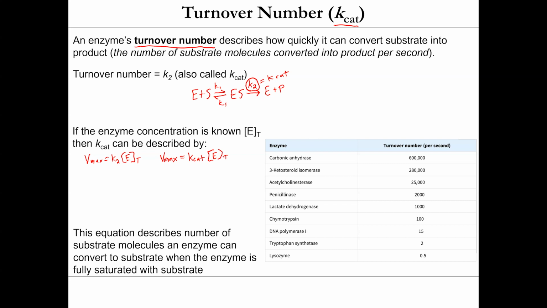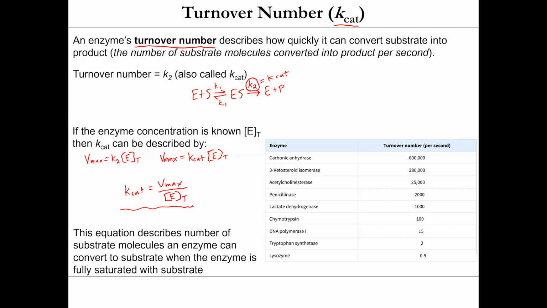And so kcat would equal Vmax over the total enzyme concentration. So this equation here then describes exactly what I told you turnover number was. It describes the number of substrate molecules an enzyme can convert to product when the enzyme is fully saturated with substrate, when it's at its maximum velocity.